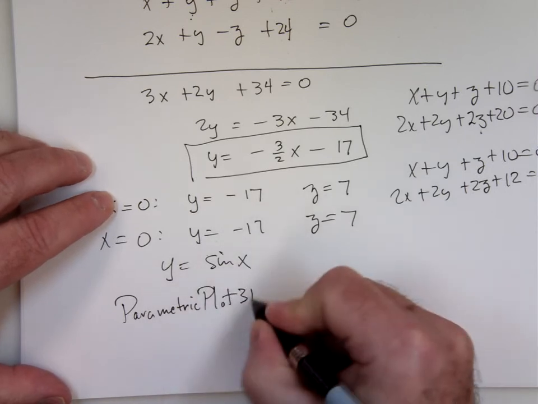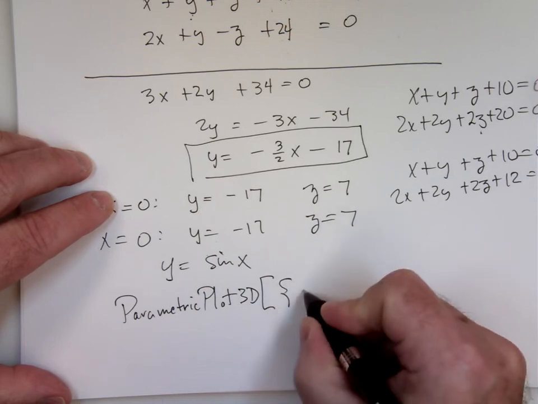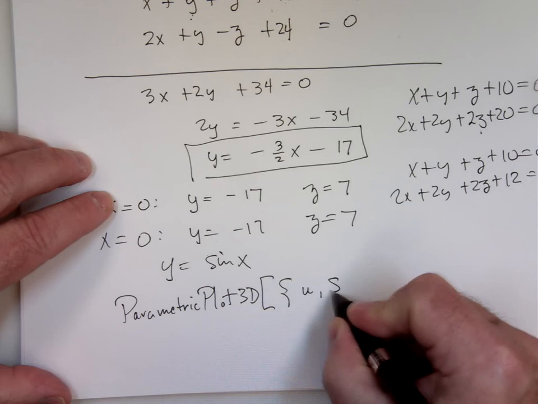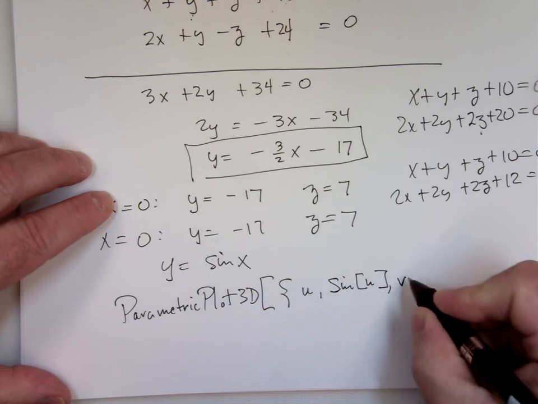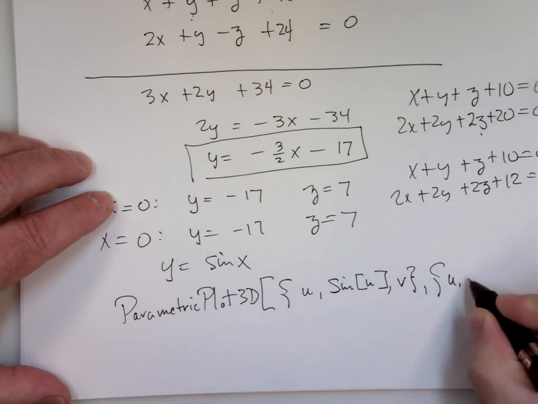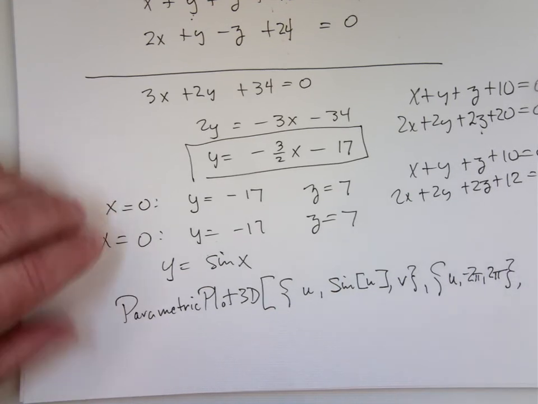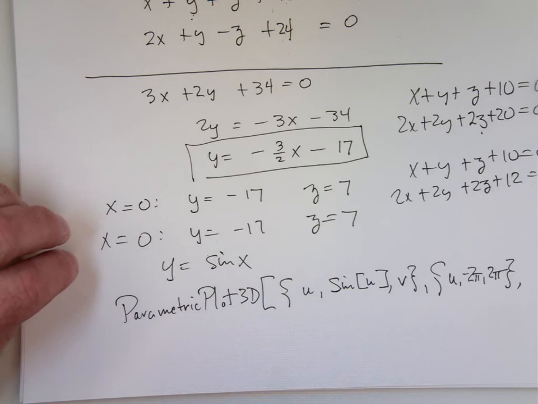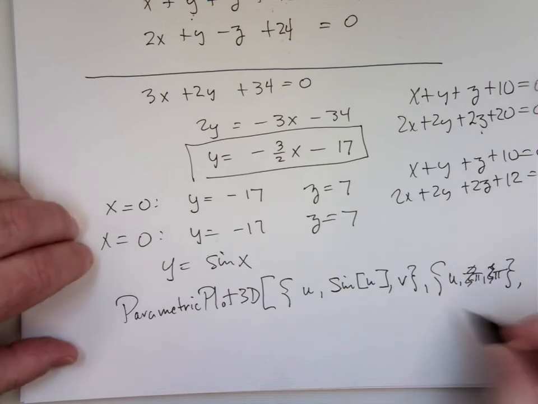So y equals sine x. So you have u, sine u, and v. And you're going to have u go from negative 2 pi to 2 pi, say. I don't know what I say for the parameter. Do I tell you negative pi to pi or anything like that? Oh, negative pi to pi. Okay. And v goes from negative pi to pi as well.